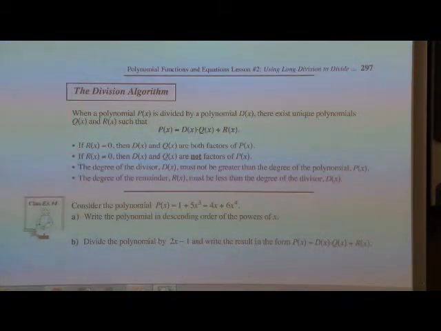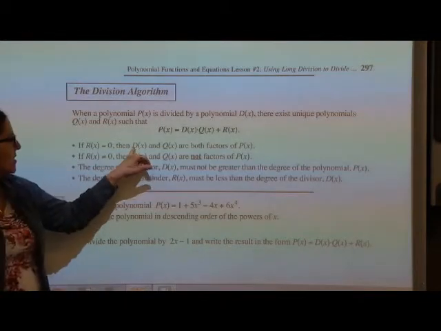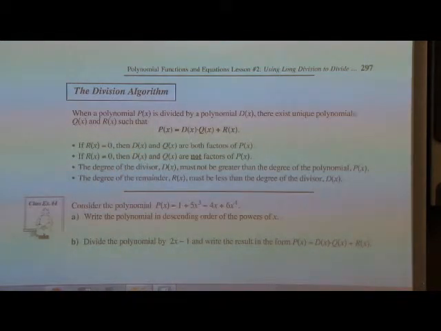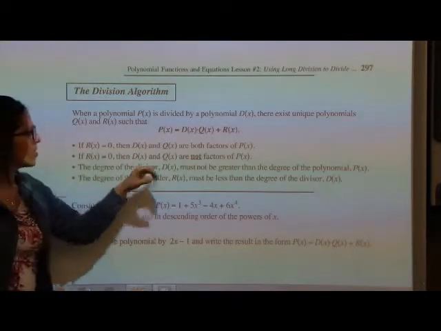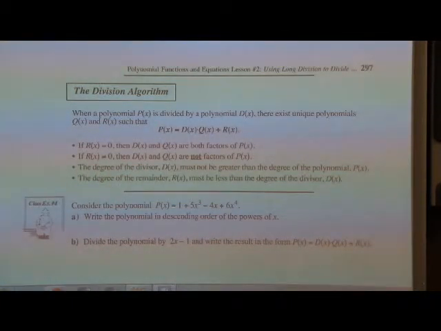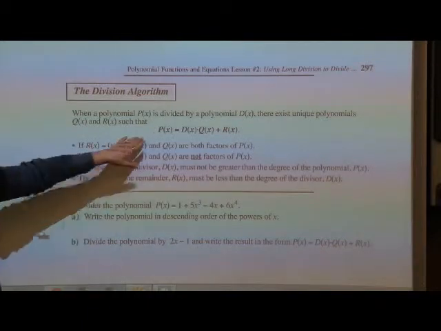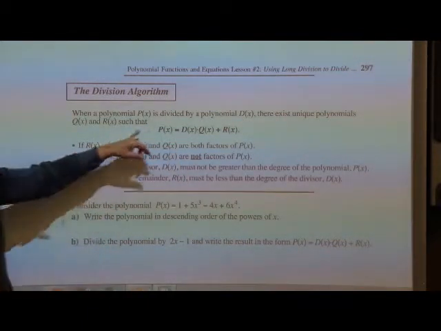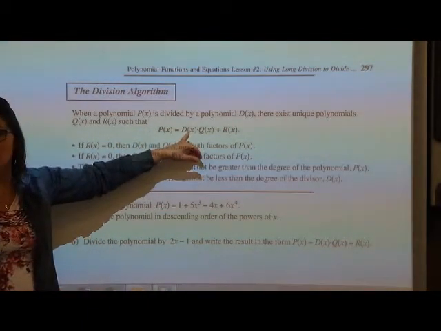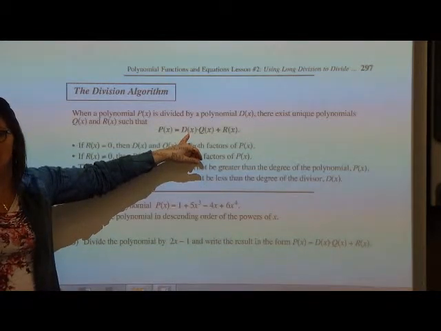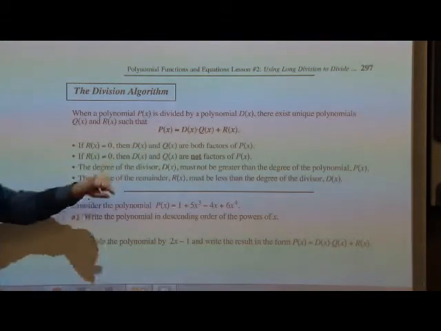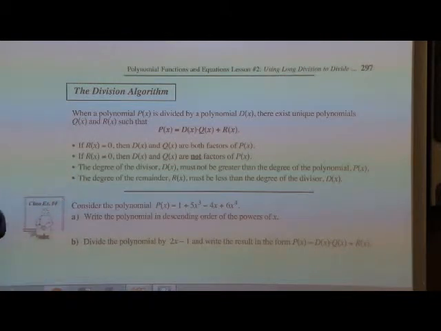If the remainder is equal to 0, it means that the divisor and the quotient are factors, because it means it divided evenly. If it's not equal to 0, then that means that they're not factors. Okay? The degree of the divisor cannot be greater than the degree of the polynomial. So if the degree of the polynomial is a degree of 3, the divisor has to be 3 or less. I can't have a divisor of degree 4. The degree of the remainder has to be less than the degree of the divisor.